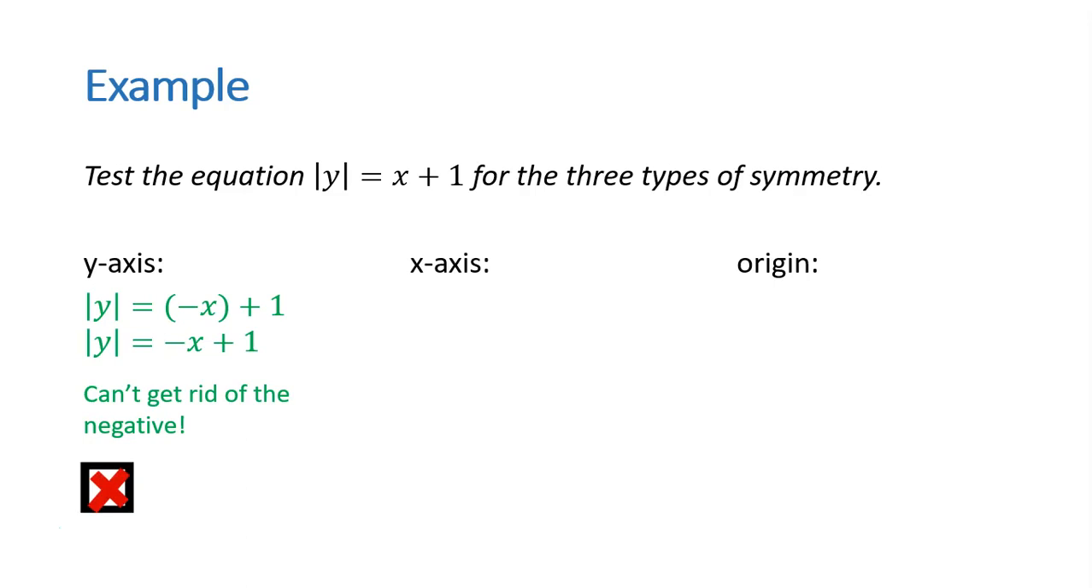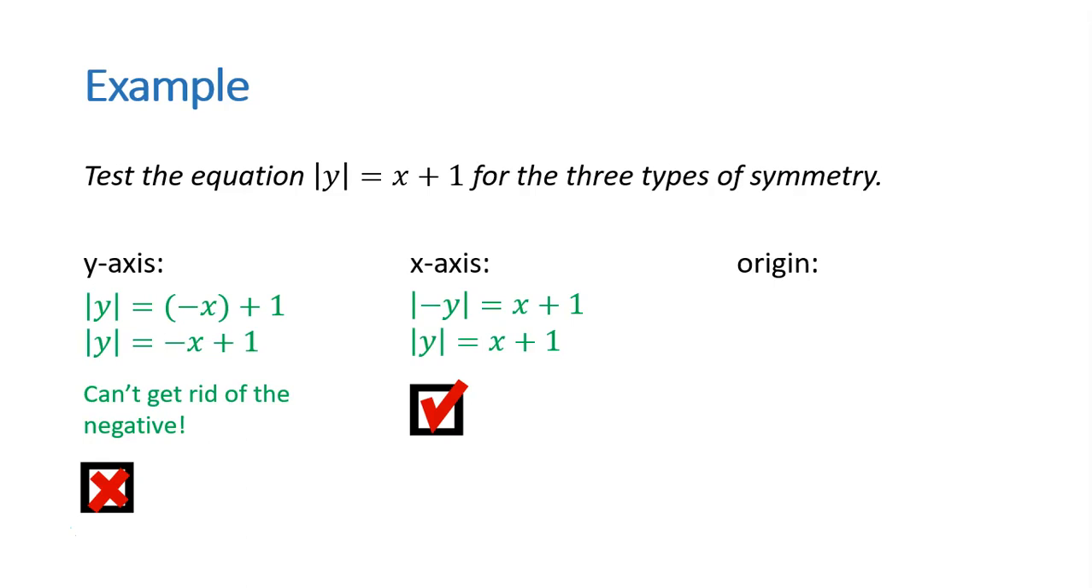For x-axis symmetry, we plug in a negative y in place of y. Notice in this case the negative is now inside of an absolute value. Absolute value changes negative numbers into positive numbers, so the absolute value is actually going to eliminate the negative inside of the bars. Once the negative is eliminated, we have the same equation we started with. So we do have x-axis symmetry because plugging in a negative y doesn't change the equation.